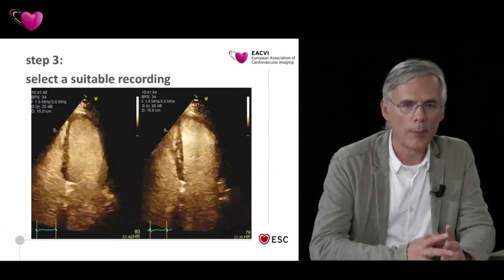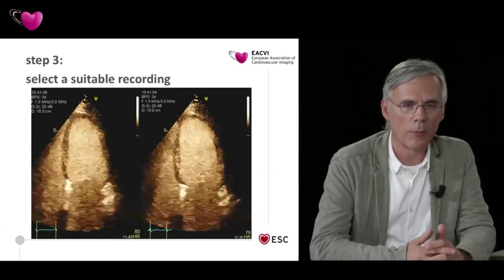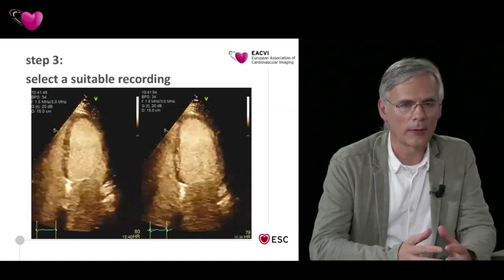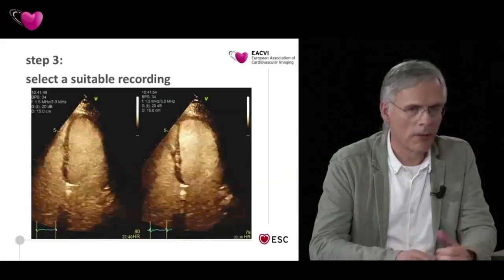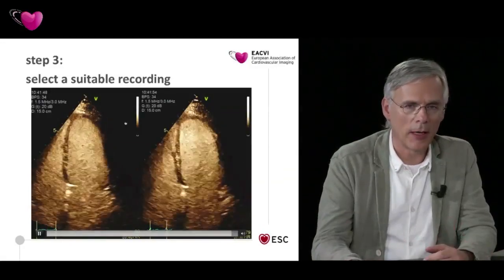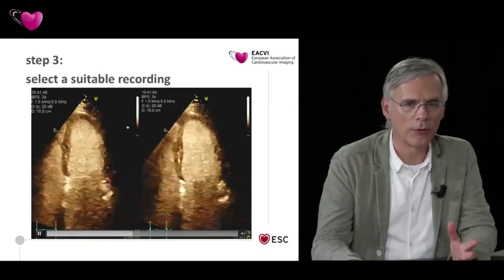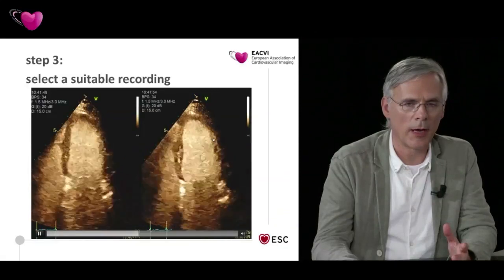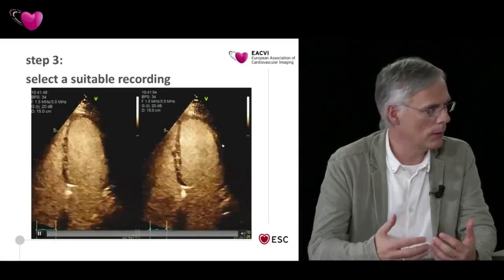The last step is a very important one. We have to select an appropriate recording. This was my first recording, and I was not very satisfied with this loop. And 6 seconds later, I recorded this one by asking the patient to breathe in a little bit and hold the breath.